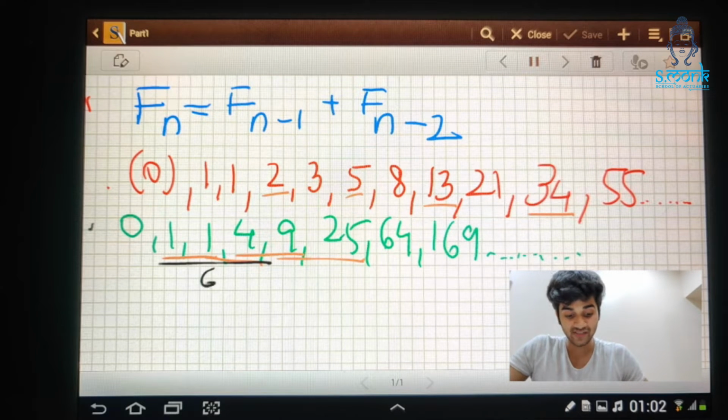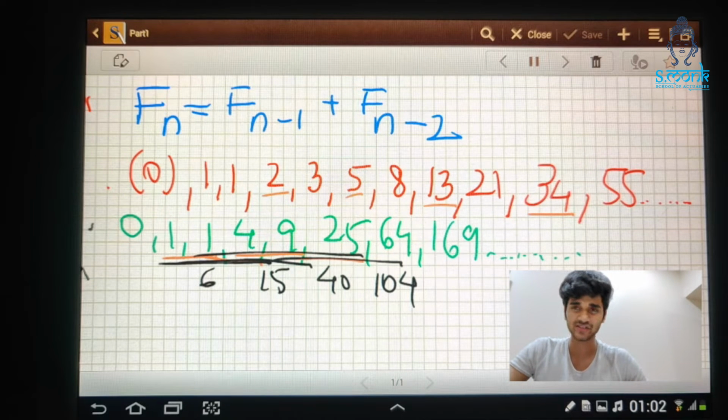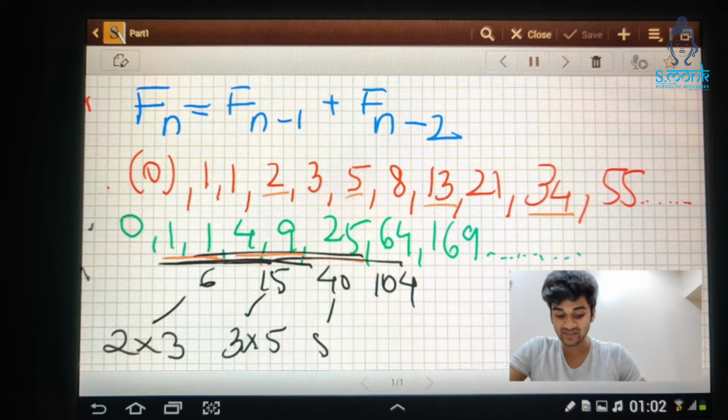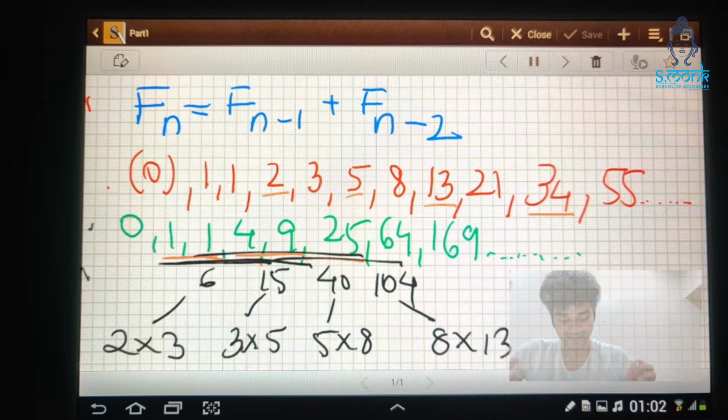The sum of the first 3 squares gives you 6, the sum of the first 4 squares gives you 15, the first 5 squares gives you 40, and the first 6 squares gives you 104. You don't expect these to be Fibonacci numbers. But if you see closely, the Fibonacci numbers are buried in even these numbers. 6 is basically 2 into 3, 15 is 3 into 5, 40 is 5 into 8, and we see that these are basically the product of the consecutive Fibonacci numbers itself.